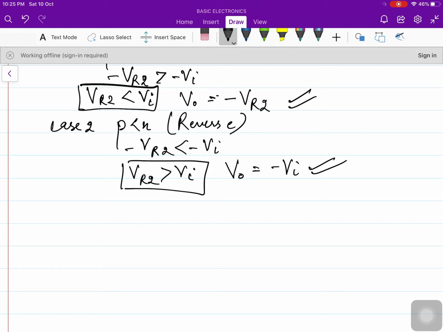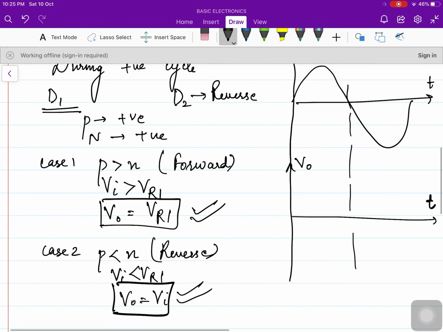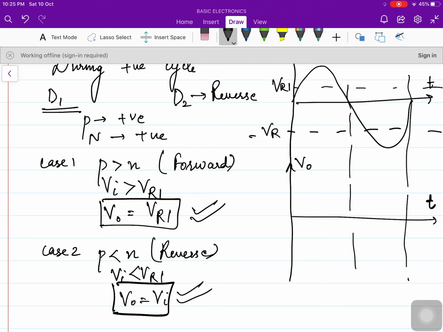So these are the answers. Let's draw them. For the positive cycle, first of all, let us separate and draw the batteries. So one battery is positive, Vr1, and one battery is negative, that is minus Vr2.